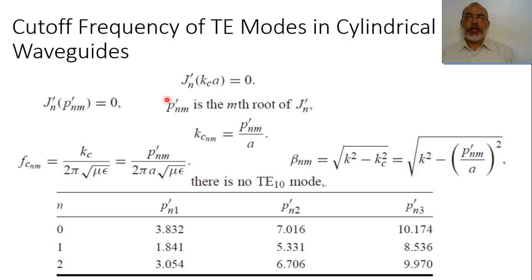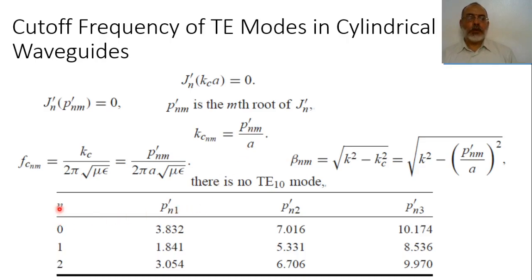So in this case, Kc a would equal one of these roots, or in other words, we can say that Kc nm, the m's cutoff wave number of the n mode, equals b dash nm over a. And actually the values of b dash nm are tabulated as follows.